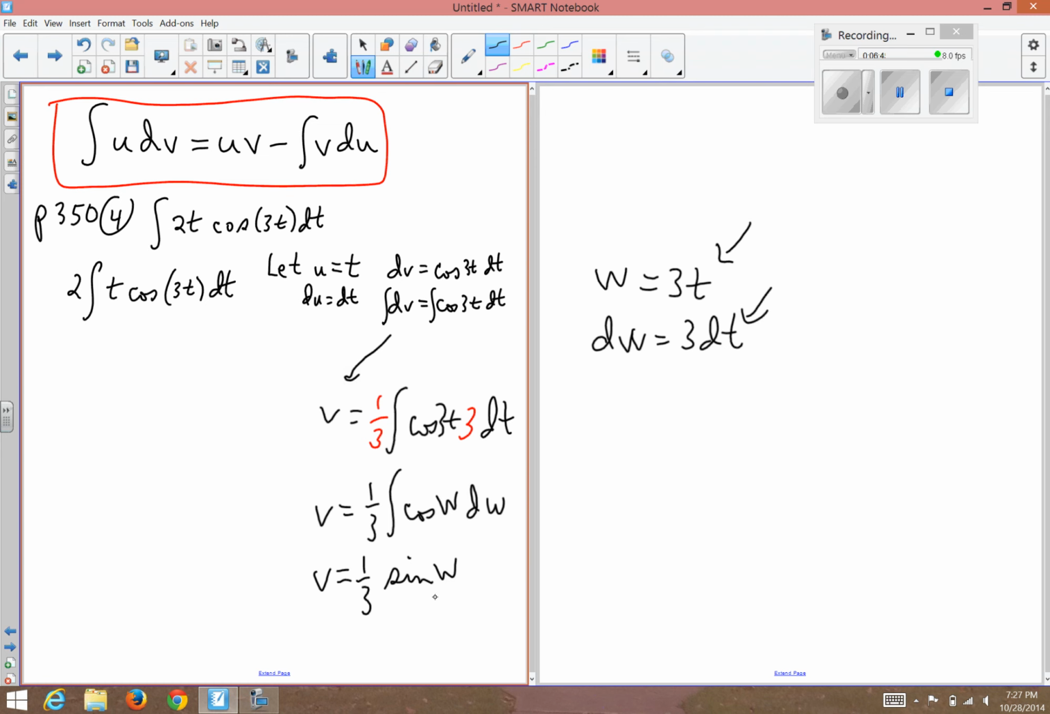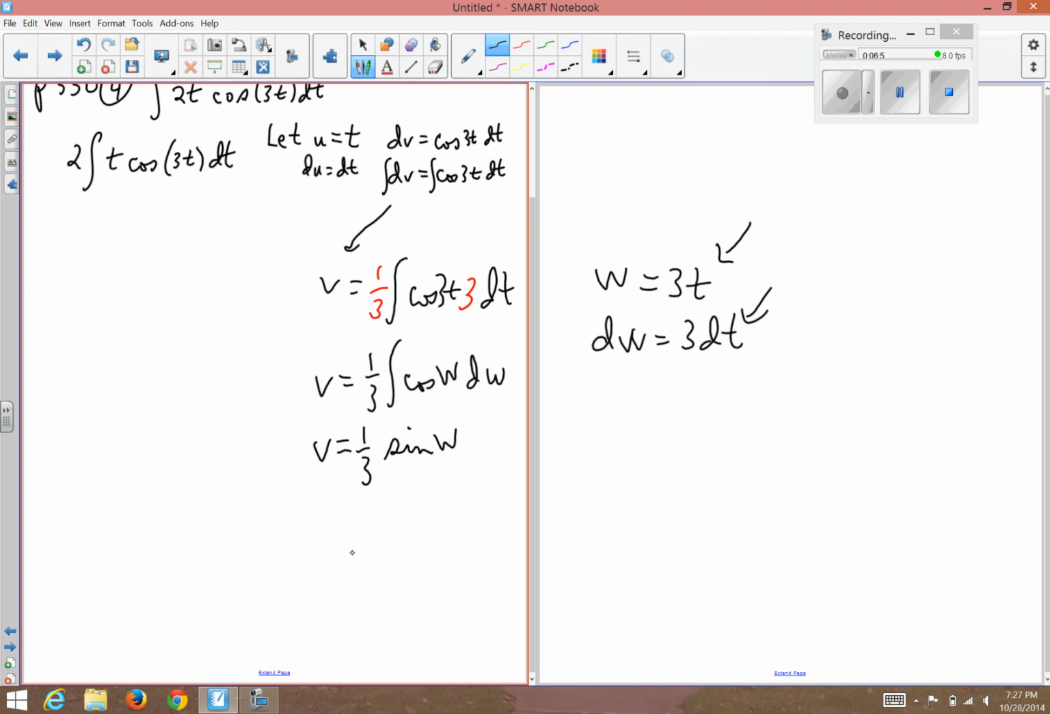There really should be a plus c here, but we're going to save writing plus c for the very end of the original problem. Don't write it here, it will just cause confusion. So v equals 1/3 sine 3t, because the derivative of 1/3 sine 3t is cosine 3t.